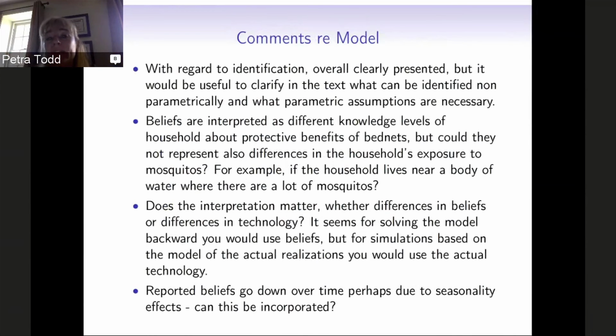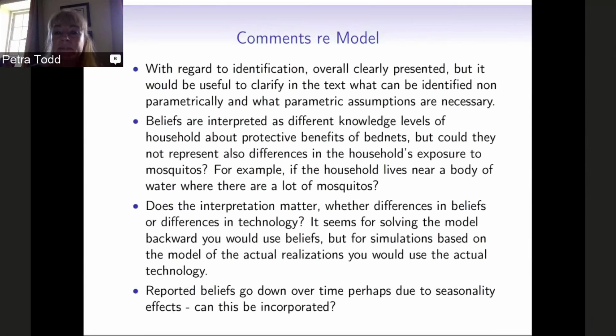Okay, so overall, I thought the identification arguments were pretty clearly presented, but it would have been useful to say more about what's parametrically identified and what's non-parametrically identified, because the only parametric assumption they really go through is the assumption on the error terms, but they never discuss whether this is necessary or not. Because I know this other paper by Fang and Wang uses a conditional choice probability approach where you don't have to make parametric assumptions on the error terms.